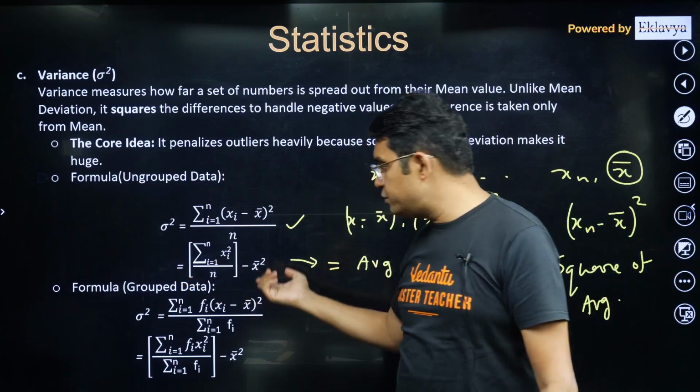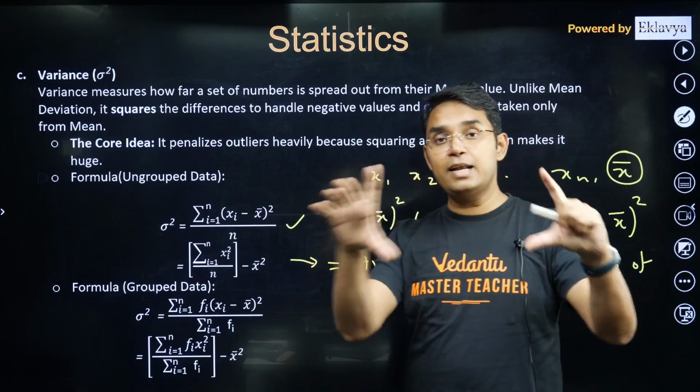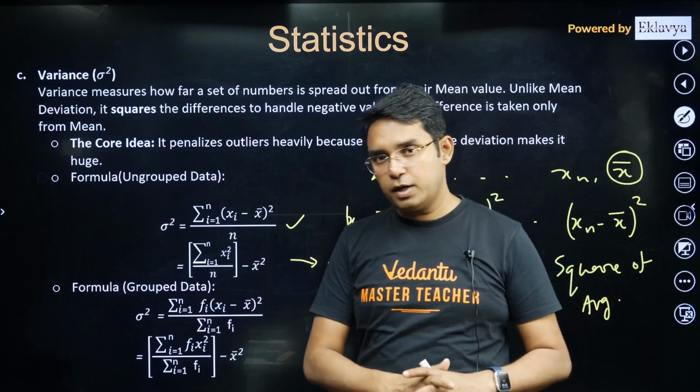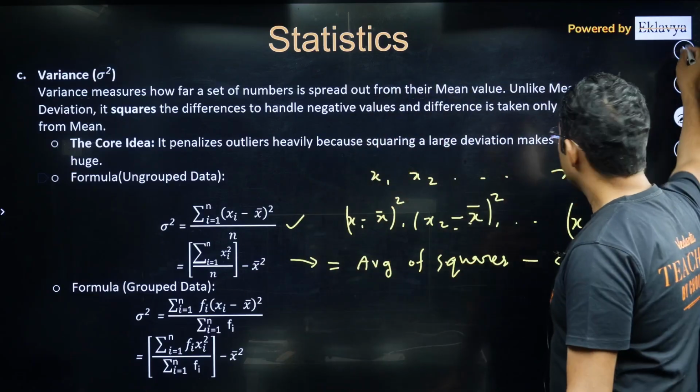Then for grouped data you just need to multiply by frequency. In case it is given with classes, then you have to choose xi as the mid value of that particular class. So this is how variance is defined.